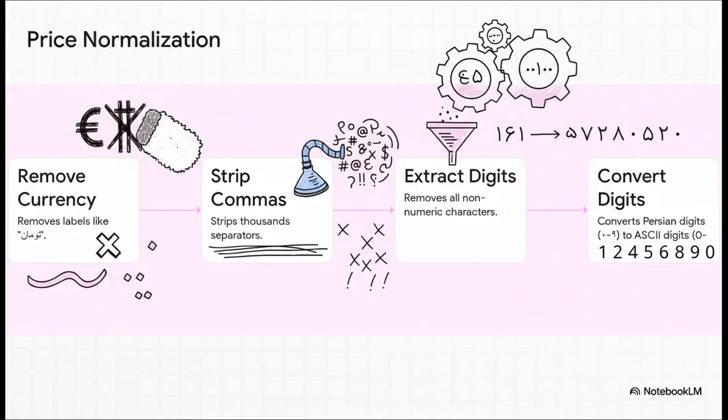So how does it work, that magic? Well, it's a very precise, multi-step process. First, it chops off the currency label. Then it strips out all the commas. Next, it gets rid of any other random characters that aren't numbers. And for the final touch, it even converts Persian digits into standard ASCII digits. The result? Perfectly clean, normalized data every time.